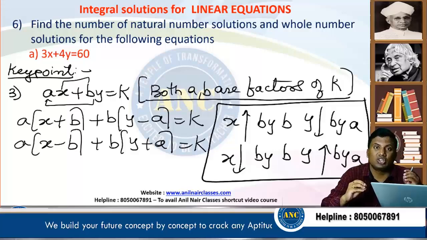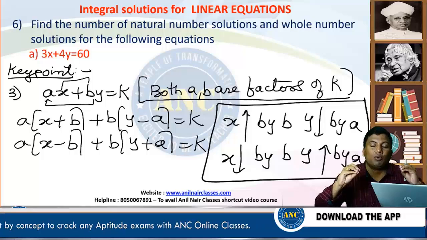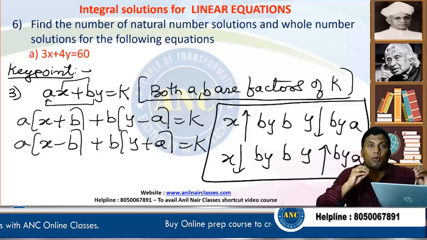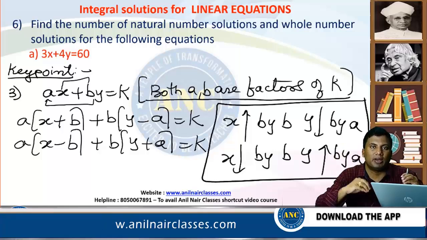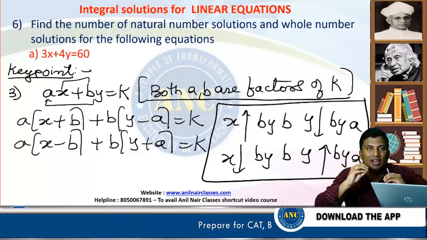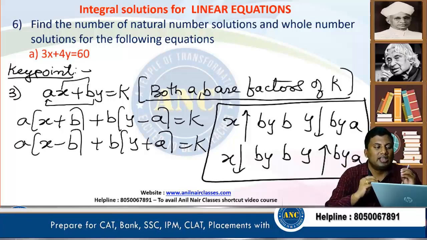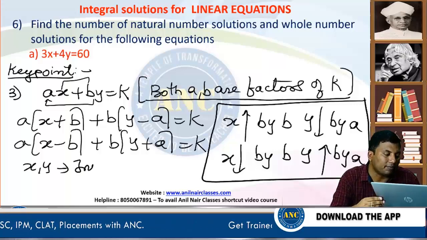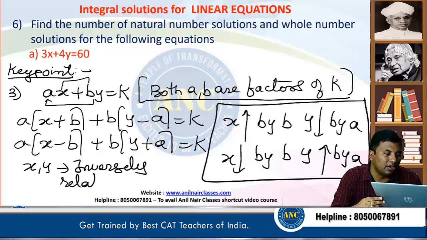What is the relationship between x and y? As x increases, y will decrease. They are inversely related, not exactly inversely proportional. Proportion means it should be the same value: if x is increased by b, y should also decrease by b. They are inversely related. One increases, another decreases. One decreases, another increases. x and y are inversely related.